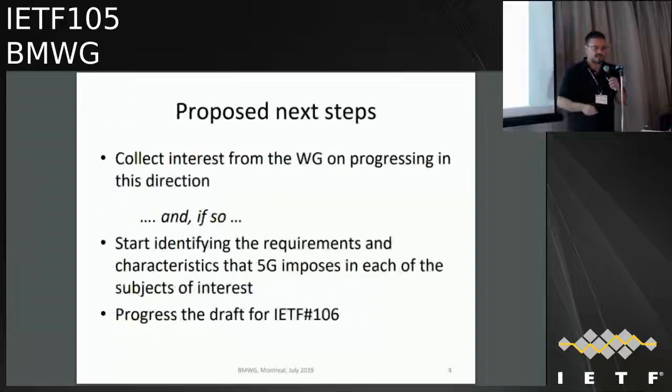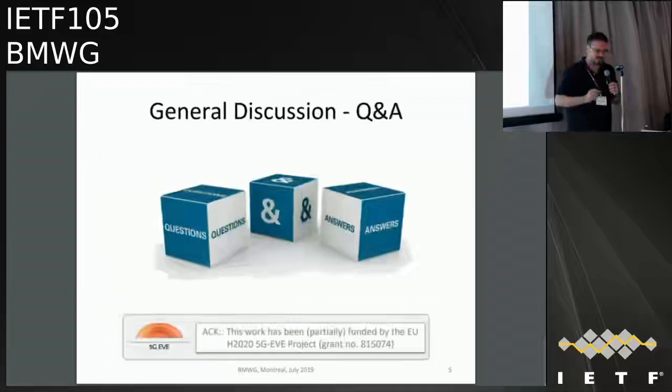The proposed next steps are, for today, to collect interest from the working group, if it is interesting for the working group to progress in this direction or not. And if so, start identifying the requirements and characteristics that 5G imposes on each of the subjects of interest that we have seen before, and prepare some progress on the draft for the next IETF meeting. So the idea now, or on the mailing list, is to see if this is of interest for all of us, and if so, start defining the evolution of the draft. So thank you very much.